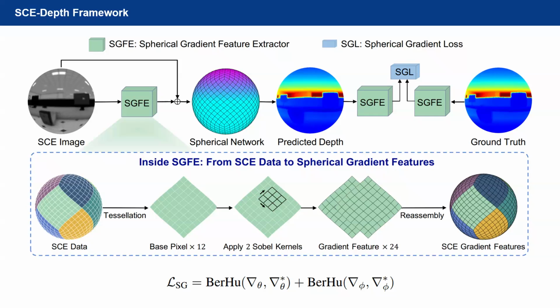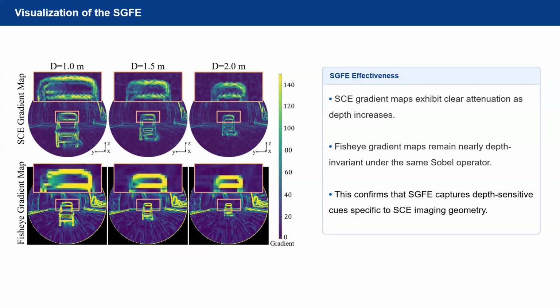Based on this observation, we designed the SCE-Depth framework. The input SCE image is processed on the HEALPix sphere. SGFE, the spherical gradient feature extractor, extracts gradient-enhanced spherical features and feeds them together with the raw input into a spherical network. During training, SGL, the spherical gradient loss, enforces consistency between the gradients of the predicted depth and the ground truth depth. Here we visualize what SGFE captures.